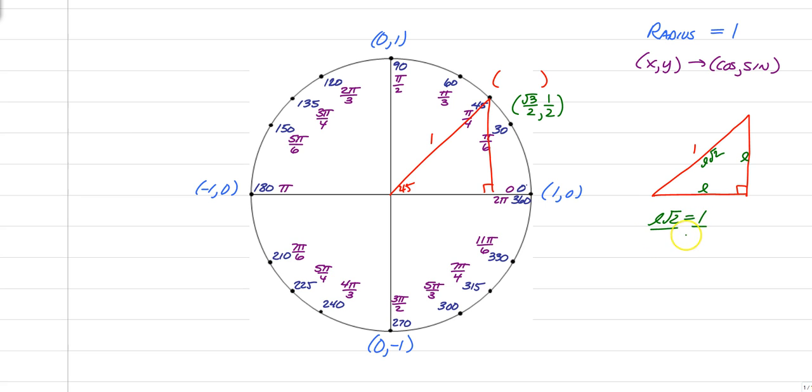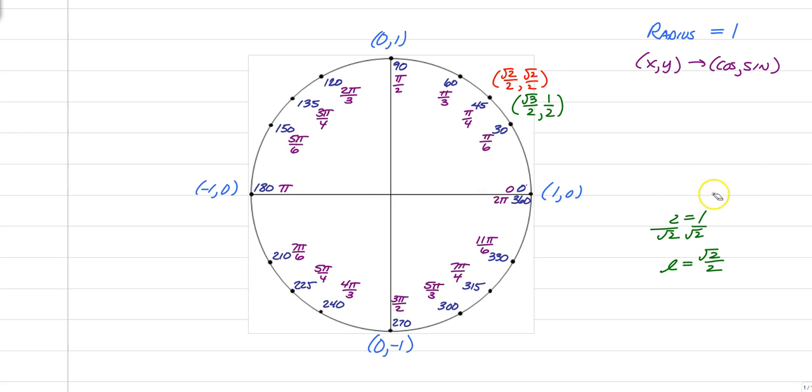So if we divide both sides by the square root of 2 and rationalize our denominator, our legs are equal to the square root of 2 over 2. So both of these sides are root 2 over 2. So that means this coordinate over here is going to be root 2 over 2, comma, root 2 over 2. So again, we are just explaining right now where everything comes from. In another video, you're going to learn how to use it.